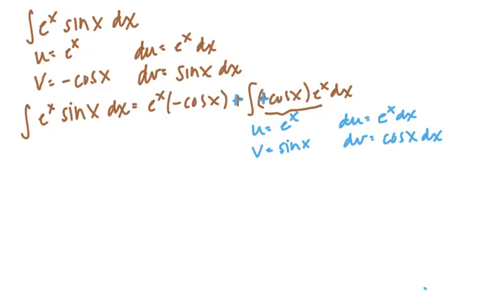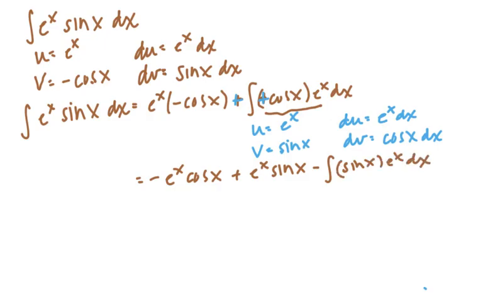So now we have e to the x. Let's rearrange it. So we have negative e to the x cosine x. So put the negative out front. Plus, and we have uv, so we have e to the x sine x, minus the integration of v du, sine x times e to the x dx.